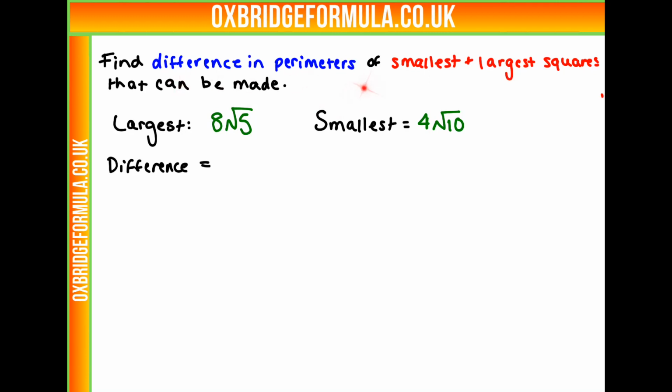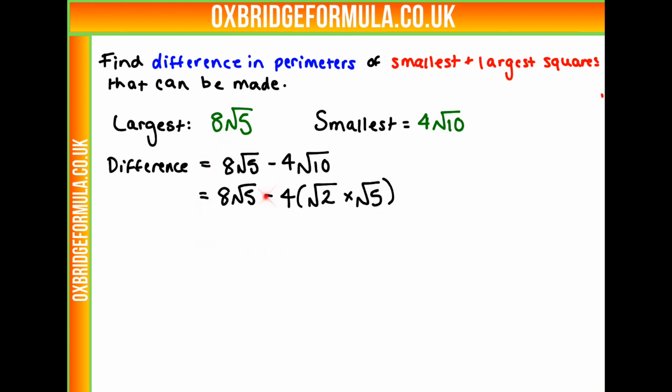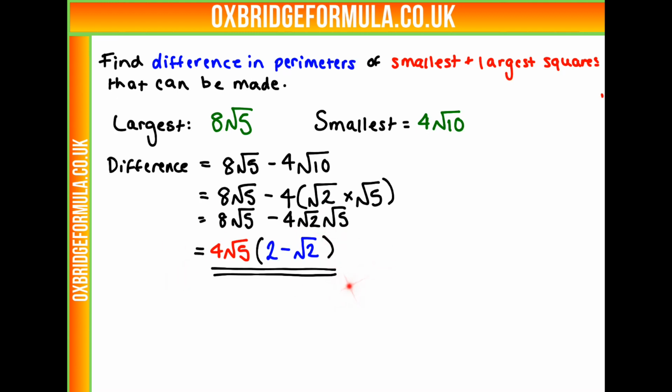So we have to find the difference in our perimeters. We know the largest is 8 root 5, and the smallest is 4 root 10. For the difference, we just take them away from each other. We can simplify root 10 into root 2 times root 5 to give us 8 root 5 minus 4 root 2 times root 5, and our final answer being 4 root 5 brackets 2 minus root 2. That is our final answer, and so our answer is D.